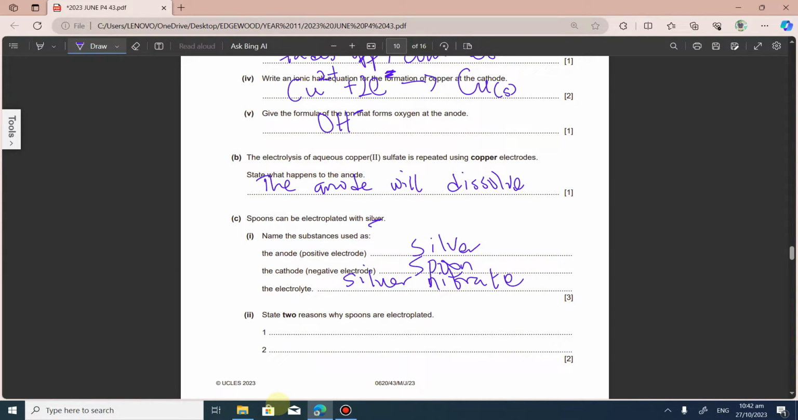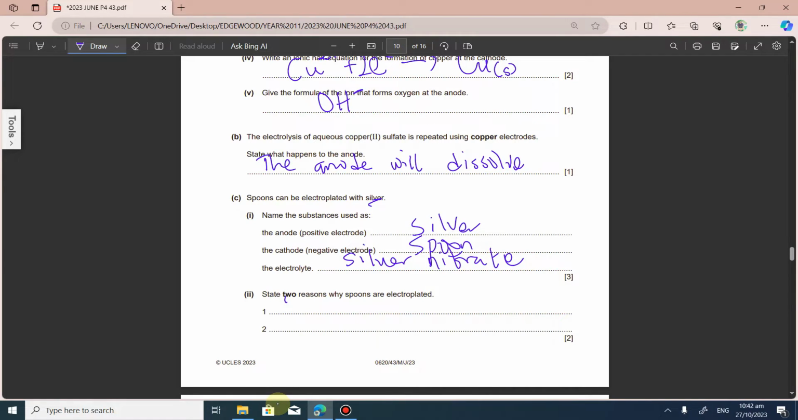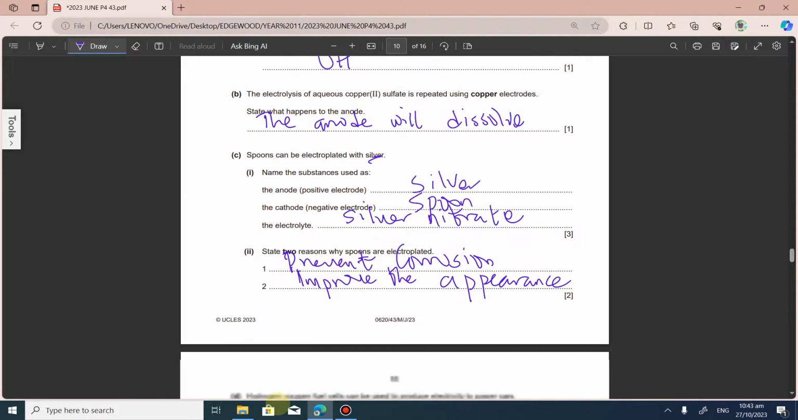Alright, so state 2 reasons why spoons are electroplated. So spoons are electroplated to prevent corrosion. And spoons are also electroplated to improve the appearance of the spoon. When you want to improve the appearance, that is when you apply the process of electroplating.